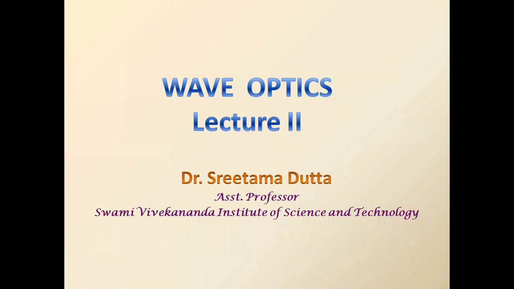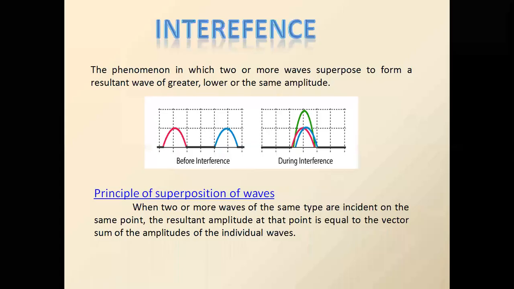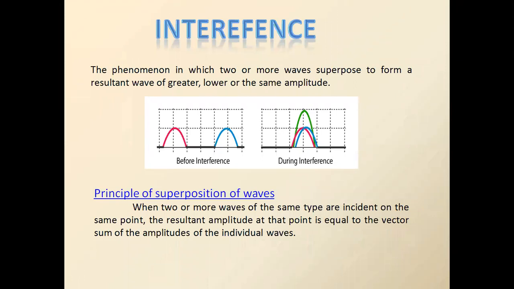Today's topic is wave optics. Now we talk about interference. What is interference? The phenomenon in which two or more waves superpose to form a resultant wave of greater, lower, or the same amplitude is known as interference.